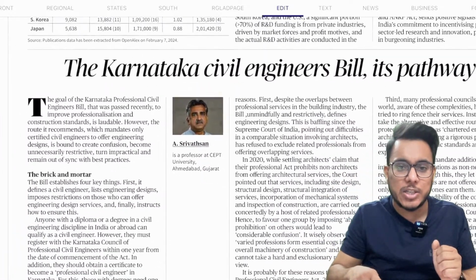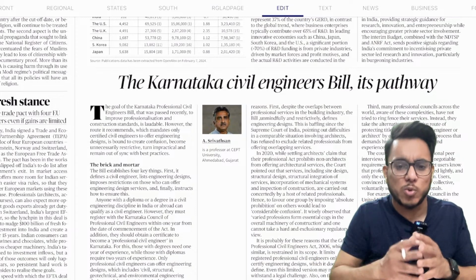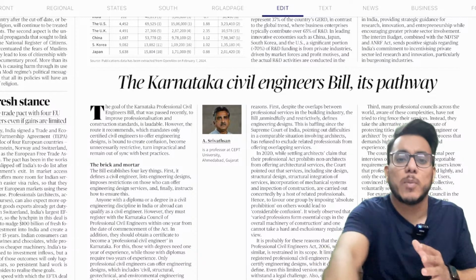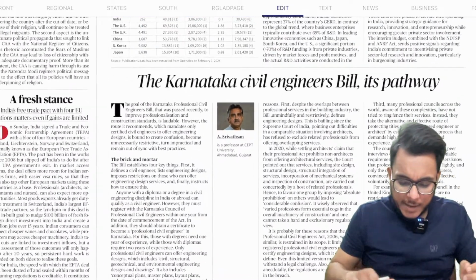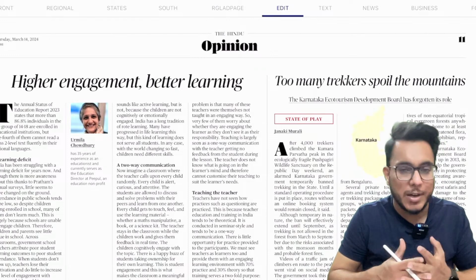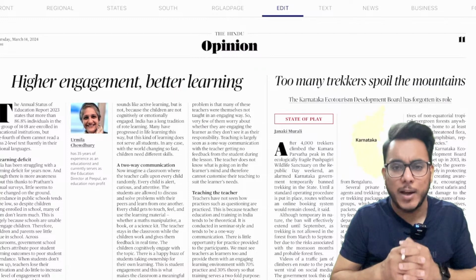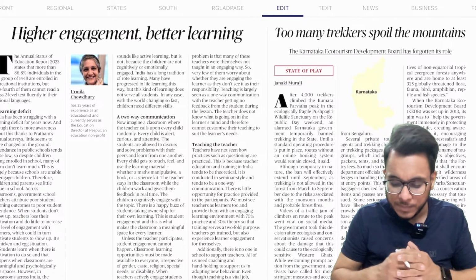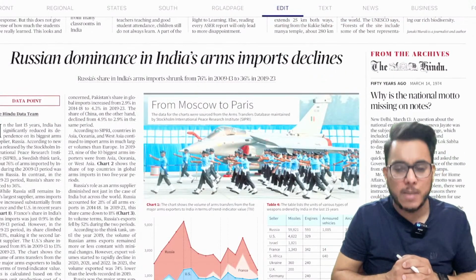The Karnataka Civil Engineer Bill, its pathway. Guys, the article specifically pertains to Karnataka. I will not advise you to go into too much detail for the UPSC examination. If you are preparing for Karnataka PCS, then it is altogether a different thing. Then further, on the next page, we have this article, Higher engagement, better learning. We'll take this article with respect to the examination. This is with respect to education and related issues. Then, Too many trackers spoil the mountains. Fine. Then, Russian dominance in India's arms import declines.